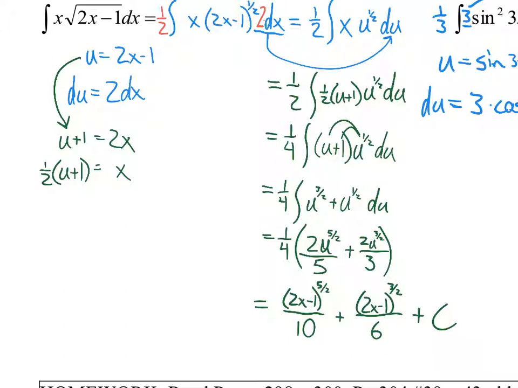How the 5 comes in? Oh, well, when I multiplied by the 1/4, 2/5 times 1/4 is just 1/10. The 5 came from, when I add 1 to 3/2, that's 5/2. Okay? So I add 1, it's 5/2, I divide by the new exponent, so it's divided by 5/2, which is the same as times 2/5. Okay?